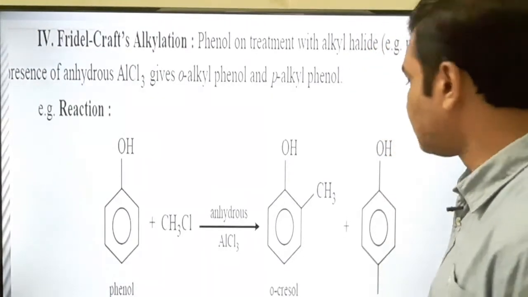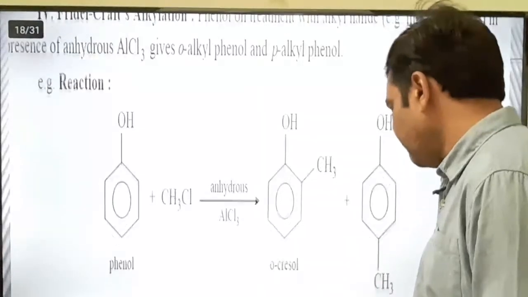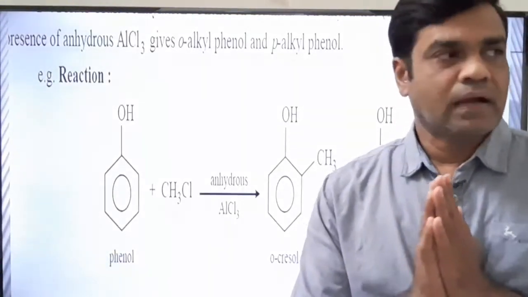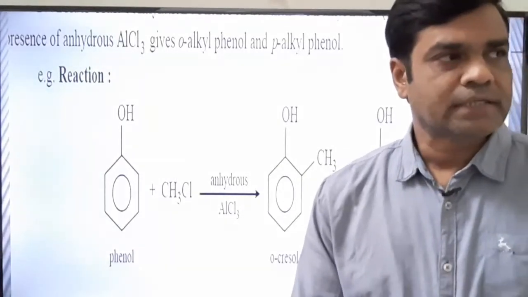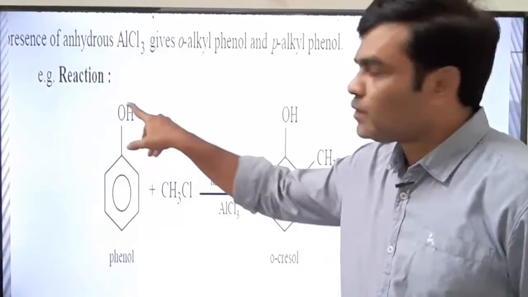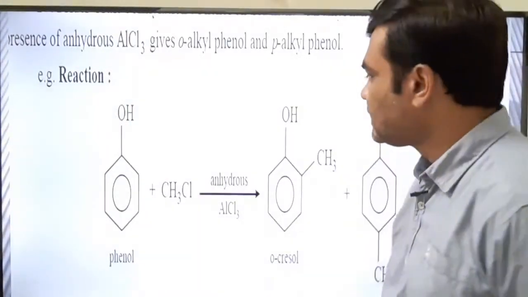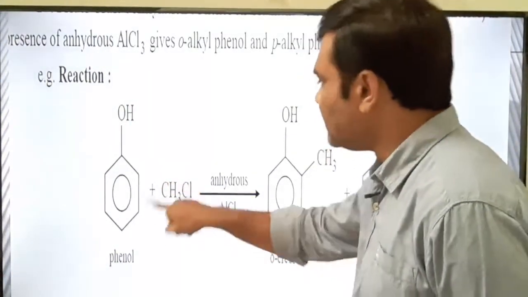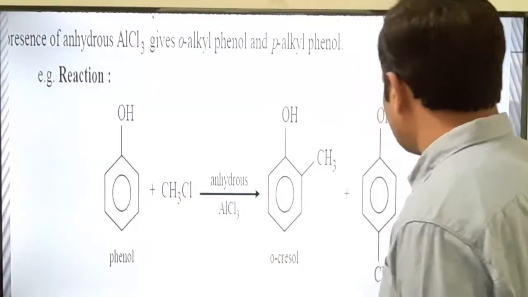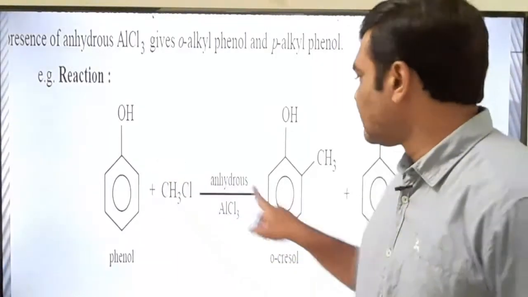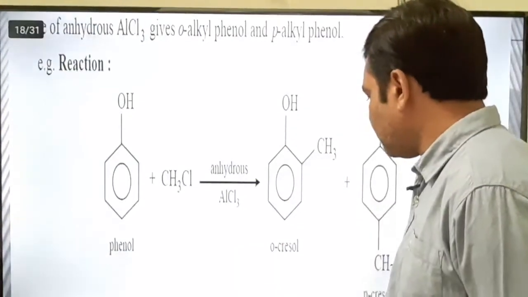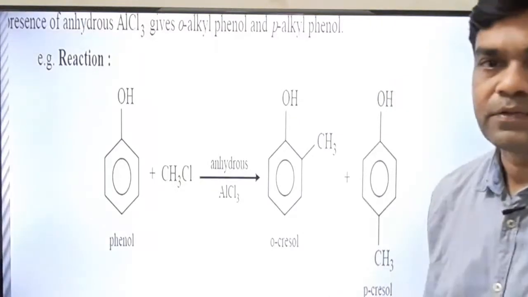reaction is Friedel-Crafts alkylation reaction. Here electrophilic substitution reaction takes place by the alkyl group. As I told you, the OH group is ortho-para directing, so this methyl, in general alkyl group, goes to ortho and para positions. We get ortho-methylphenol and para-methylphenol, that is ortho-cresol and para-cresol.